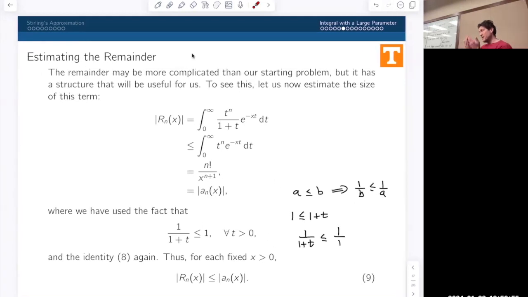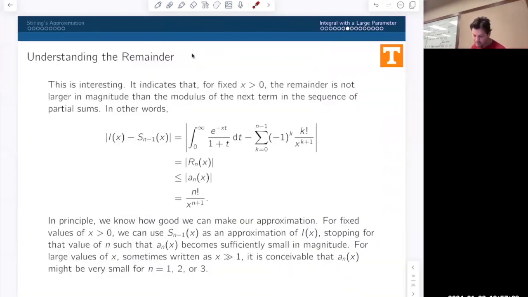Well, that's cool, because now we've generated a kind of finite series and we have a handle on the remainder. So now all we have to do is ask, is it useful? The series that we have is this thing we called S n minus one. Remember that by definition of the remainder term, I minus S n minus one of x, that's the remainder term, at least in absolute value. We have a handle on that. The remainder is less than the absolute value of a n of x, which is exactly equal to n factorial over x to the n plus one power.